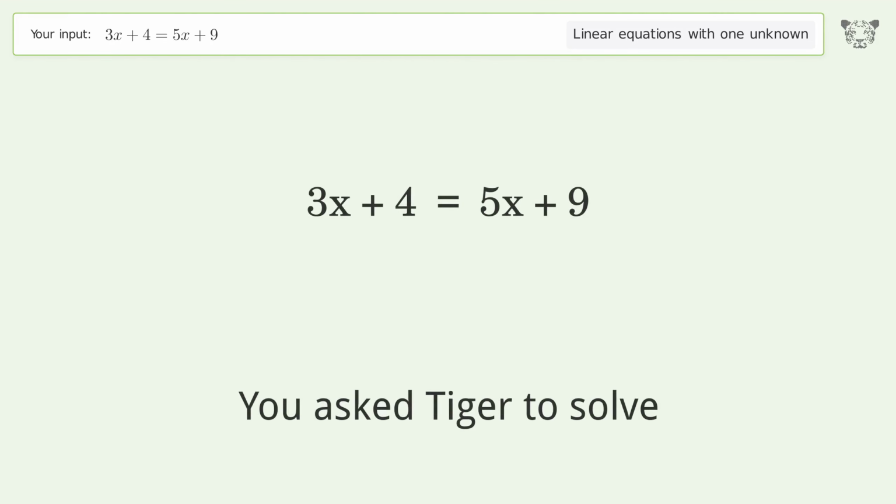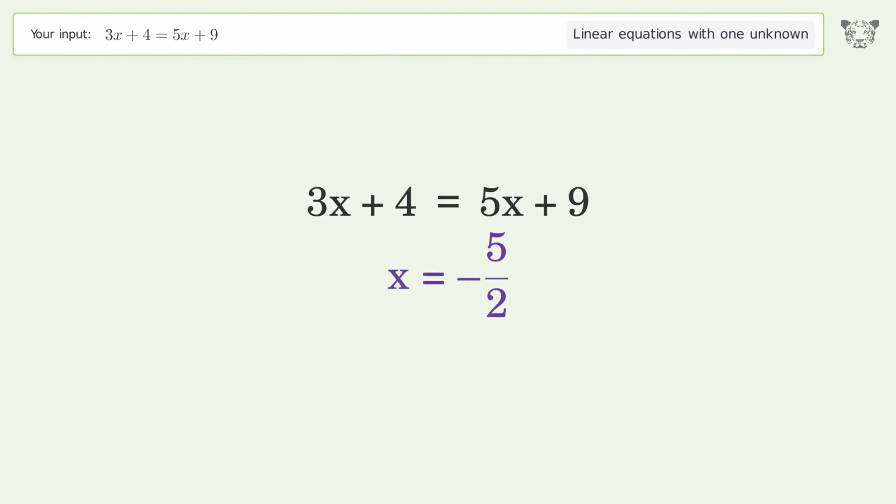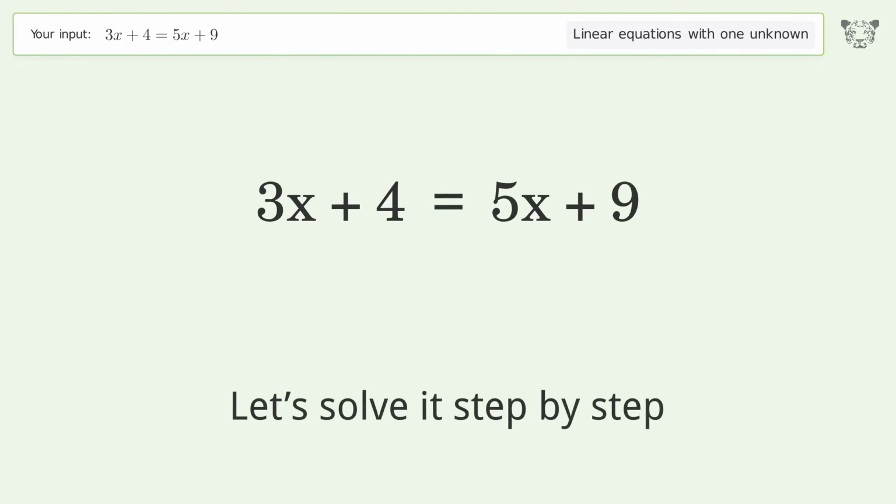You ask Tiger to solve this. This deals with linear equations with one unknown. The final result is x equals -5/2. Let's solve it step by step.